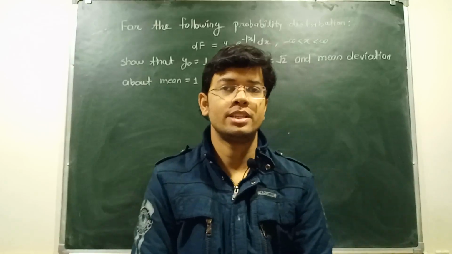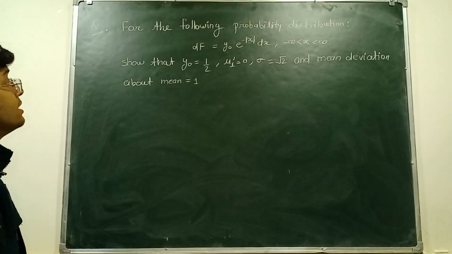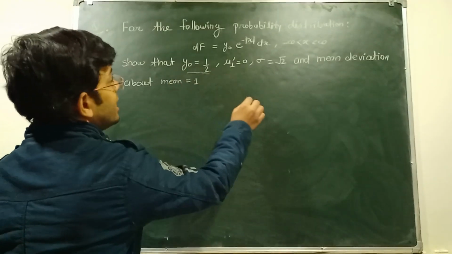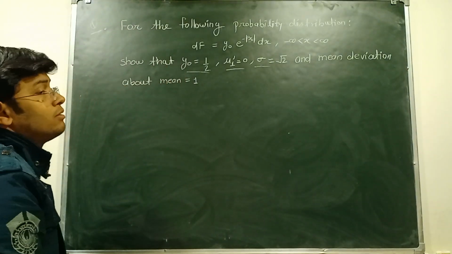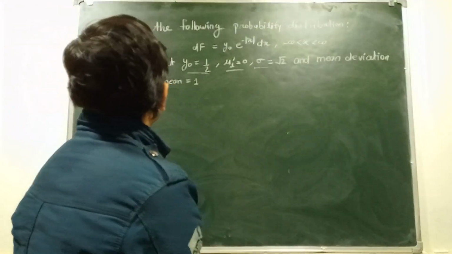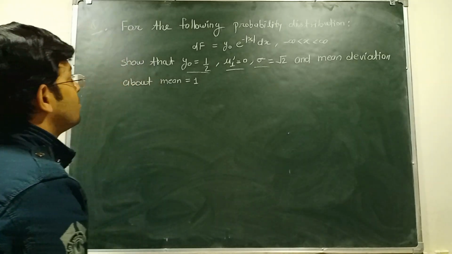And in this question, we have to find the values of this constant mu and dash, and sigma is equal to root 2 and mean deviation about mean is equal to 1. So the question is, you can see on the board.